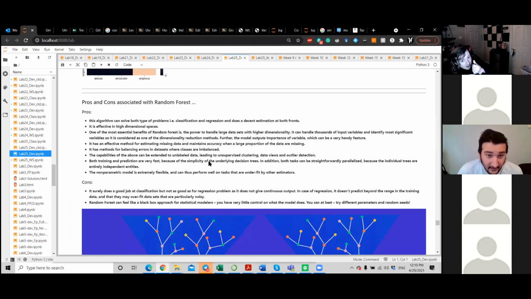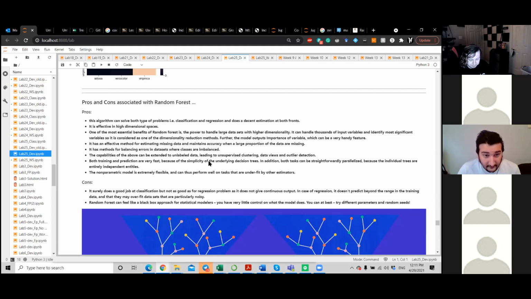It is effective in high dimensional spaces. One of the most essential benefits of random forest is the power to handle large data sets. If you notice, this is one of the shortcomings of support vector machines. It has an effective method for estimating missing data and maintains accuracy when a large proportion of the data are missing. It has methods for balancing errors in data sets where classes are imbalanced.